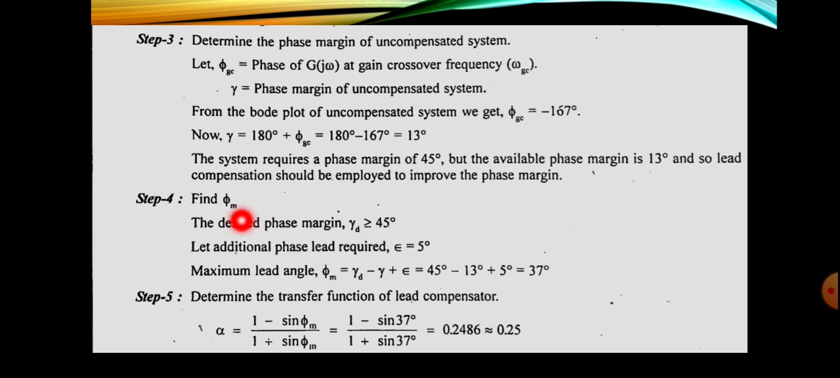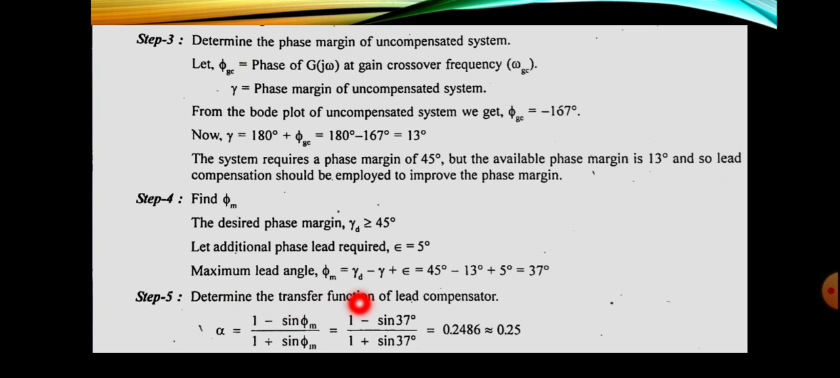Now you have the phi m value. Once you get the phi m value, you know that in the case of a lead compensator, you need the alpha and T values to design the transfer function. The alpha value has the equation alpha equal to 1 minus sin phi m divided by 1 plus sin phi m.